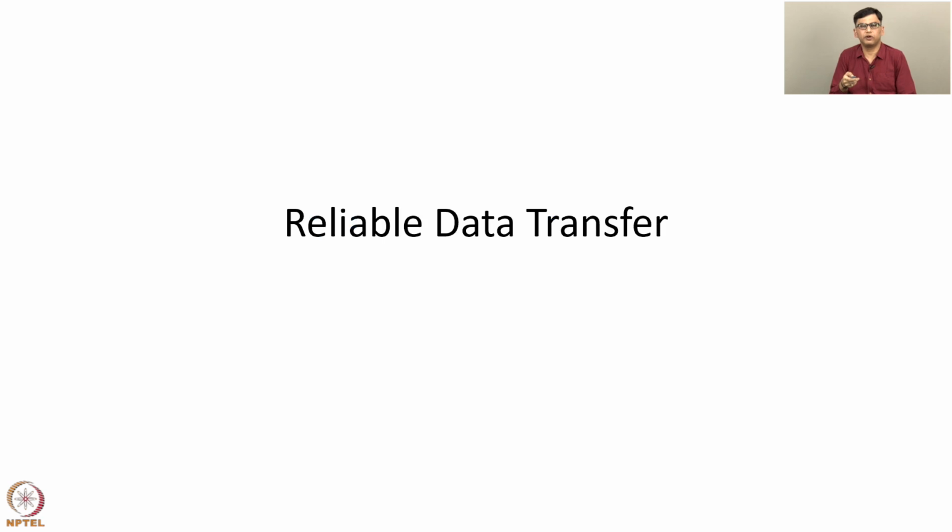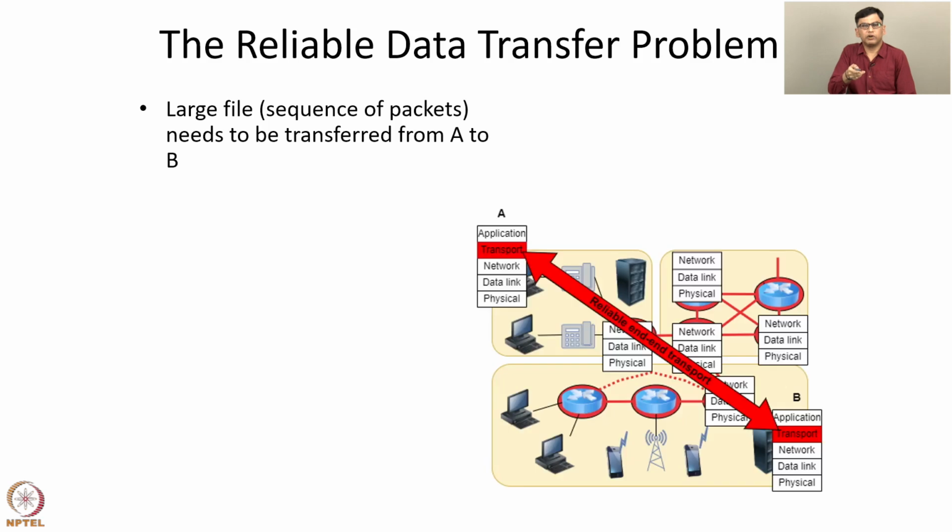This concludes our brief review of routing in networks. Next, we discuss reliable data transfer. The reliable data transfer problem is as follows. Suppose a large file needs to be transferred from an end system A to an end system B. The file is broken into a number of chunks called packets, as discussed before.